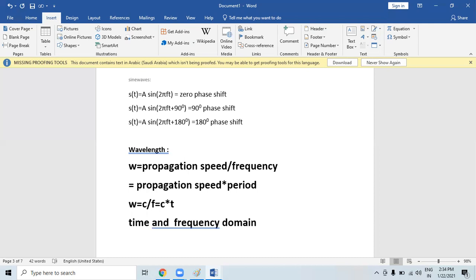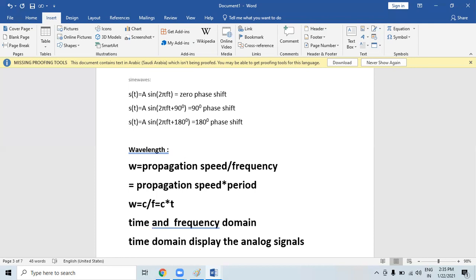Time domain display of an analog signal is the graph of signal magnitude with respect to time. That means on the x-axis we plot the time t and on the y-axis the magnitude.